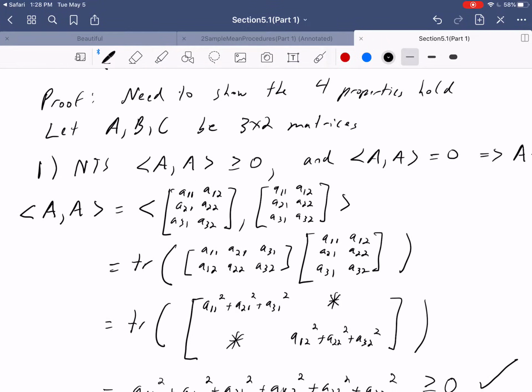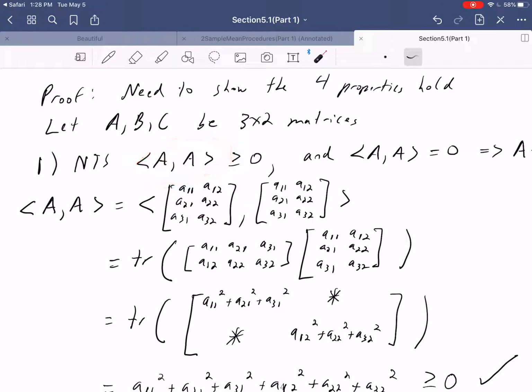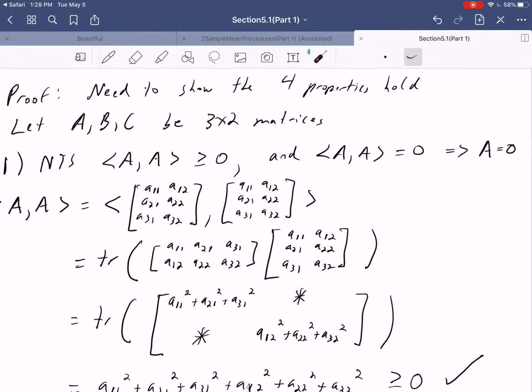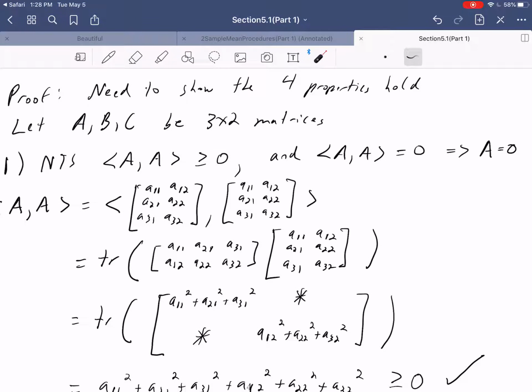So in other words, what we've just shown is that the first property of the inner product holds. The inner product of a matrix with itself under this operation is always guaranteed to be non-negative, and the only way that the inner product of a matrix with itself will be 0 is if that matrix is actually the 0 matrix. So that's one of the 4 properties. That's always the longest property to show. The other one should be a bit quicker.